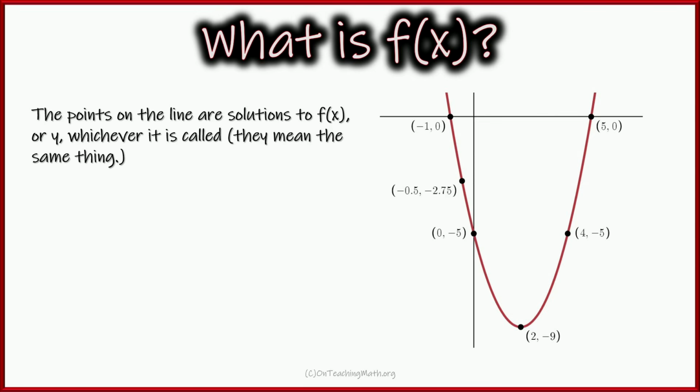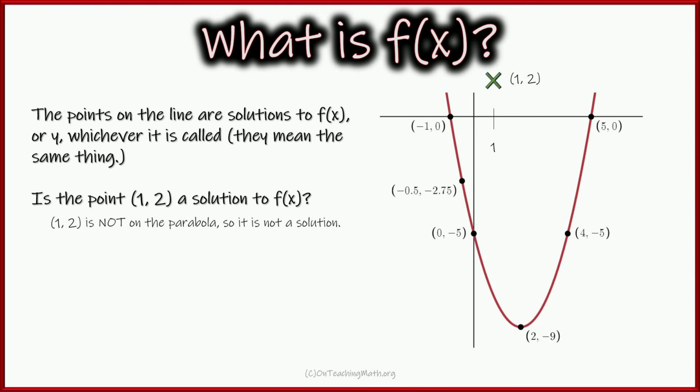So what about 1, 2? Do you think that would be a solution to this function? What do you think? Go ahead and pause the video, think about that, write down your answer. Is 1, 2 a solution to the function? Well, let's find out now. You ready? So 1 for x would be somewhere over here, and 2 would be above the x-axis, so that would be up there somewhere. That is definitely not on the graph, so the answer to that is definitely not. 1, 2 is not on the parabola, so it's not a solution to the function. For sure, for sure.